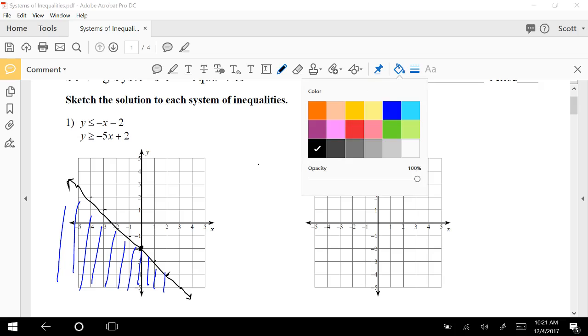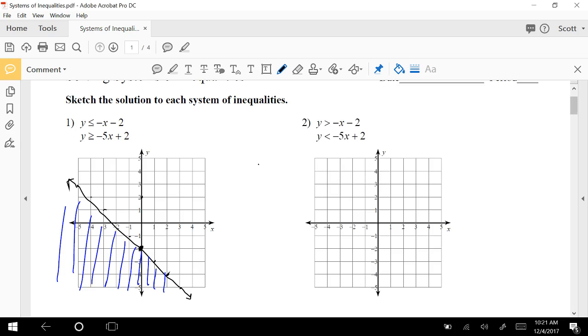Y is more than or equal to negative 5x plus 2. So 2 is my y-intercept. Negative 5 would be like negative 5 over 1. So that would be the next point that it goes through. So it's going to be a straight solid line going through there. And I realize that's not very straight. Let me fix this a little bit.